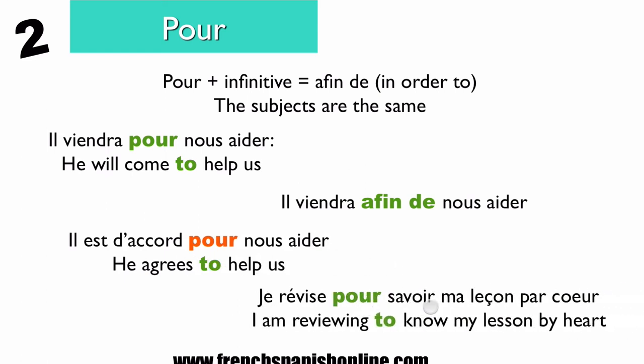Je révise pour savoir ma leçon par cœur. So I am reviewing to know my lesson by heart. So again, here the subject of to know is I, because I want to know my lesson by heart. So the translation of to is pour savoir, because we have to followed with the infinitive form. And you can also say afin de, of course, because it is in order to know my lesson by heart.